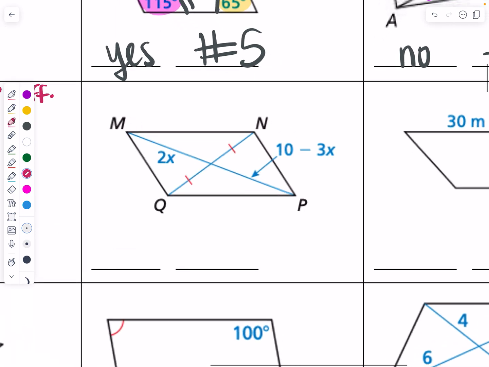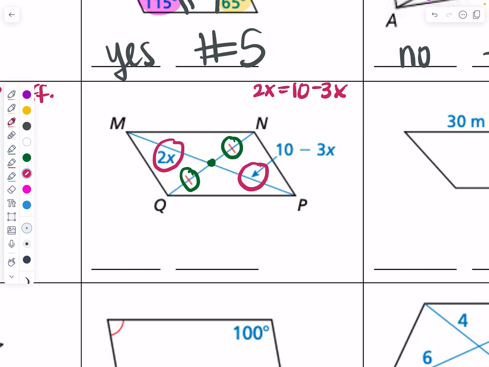Okay, MNQP. I've got diagonals, so let's check, do the diagonals bisect each other? MP goes through QN, and it does bisect QN because I've got those markings. This one has expressions, which is interesting. This one says 2x, and this one says 10 minus 3x. So this is going to be a kind of maybe question. If 2x is in fact equal to 10 minus 3x, then this is going to be a yes. If not, it's going to be a no.